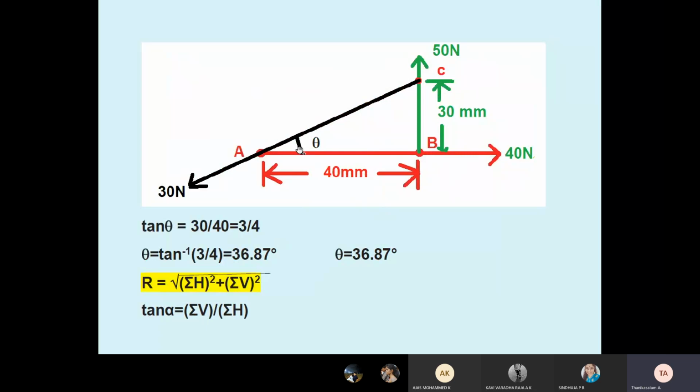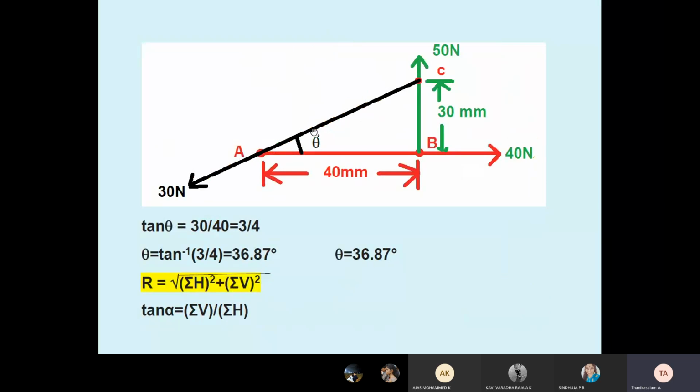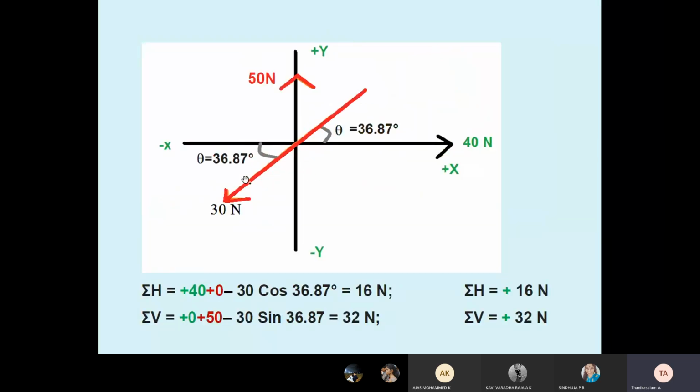Students, understand that if any force is inclined, you must know the angle. So we use mathematical knowledge. We know tan theta equal to opposite over adjacent side. Here the opposite side is BC, that is 30 mm, and the adjacent side is 40 mm. So theta equal to 36.87 degrees. That is an inclined force, so you have to convert it in terms of quadrant. 40 Newton is acting along the x-axis, 50 Newton acting in the positive y direction, so this force goes to the third quadrant. So I marked it here.